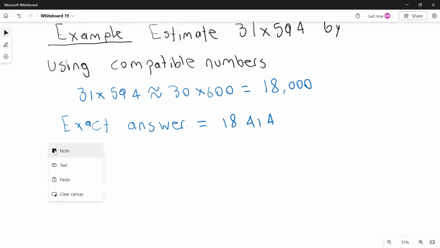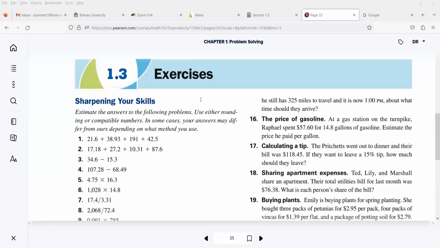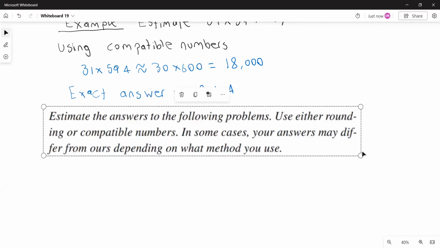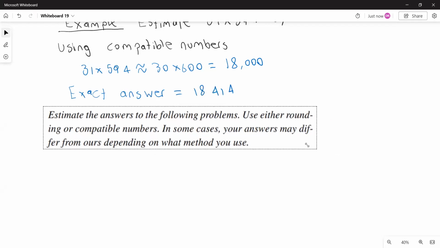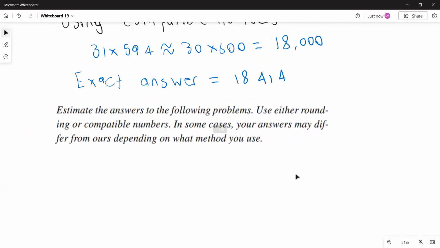So let's copy the directions and the problem. And so that one I'm just going to copy. Actually, that's the book. Okay, so estimate the answers to the following problems. Use either rounding or compatible numbers. In some cases, your answer may differ from the ones in the book, depending on the method you use. That's on page 35. We're looking at number 8.